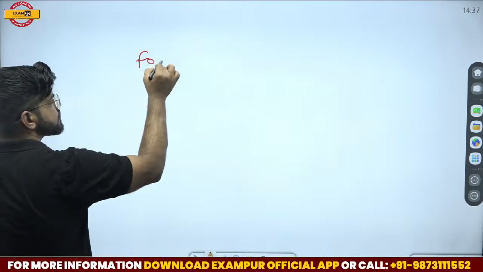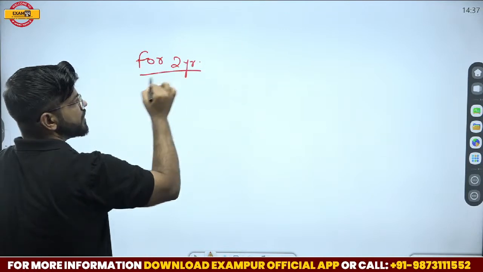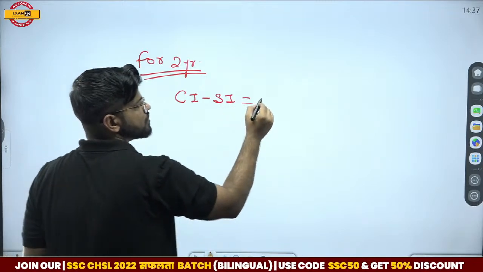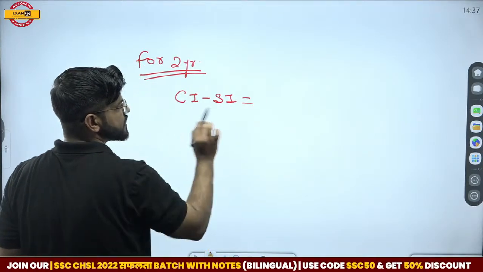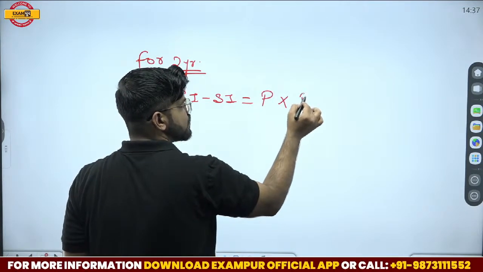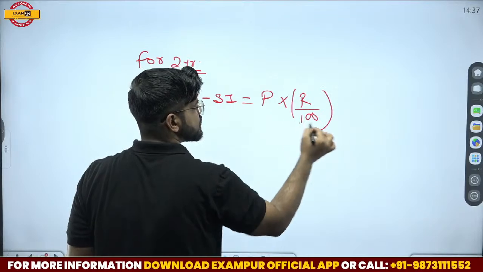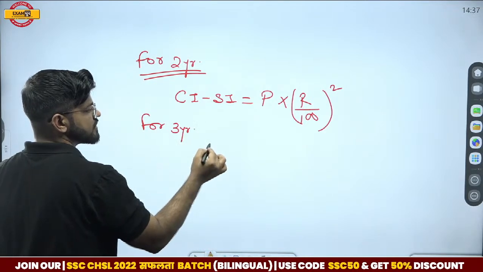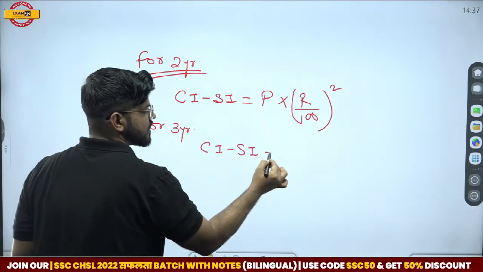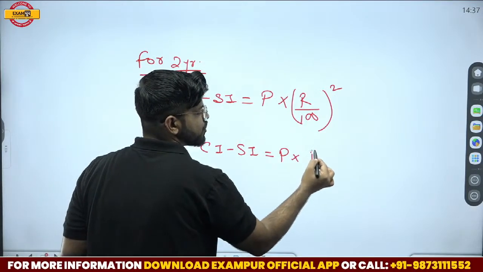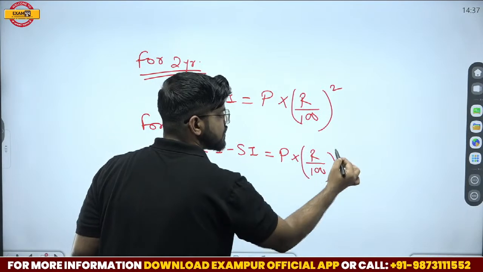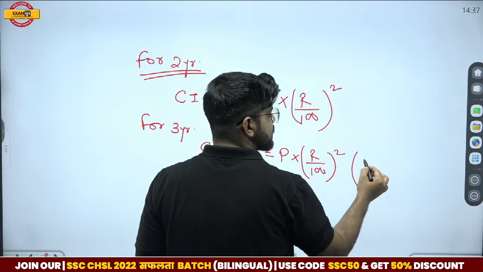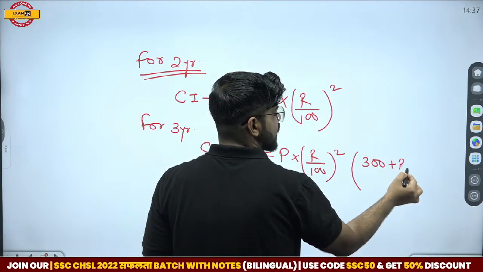For 2 years, CI minus SI, the difference for 2 years, is P into R upon 100 whole square. For 3 years, CI minus SI is equal to P into R upon 100 whole square. Now, this part is the same in both. Multiply by 300 plus R upon 100.